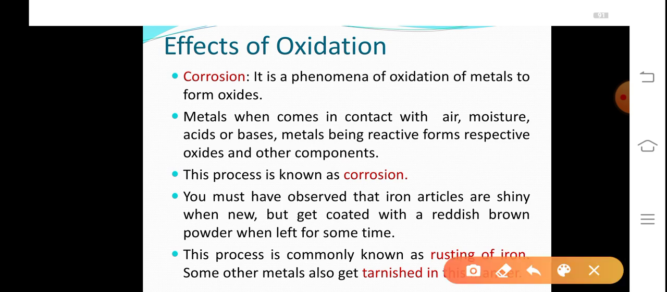You must have observed that iron articles are shiny when new but get coated with a reddish brown powder when they are exposed and left for some time. This process is commonly known as rusting of iron. Some other metals also get tarnished in this manner.